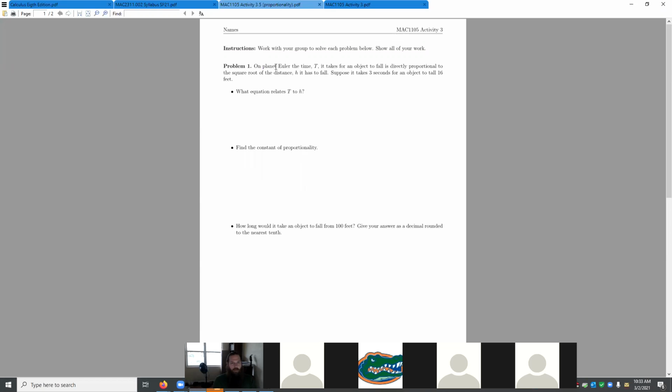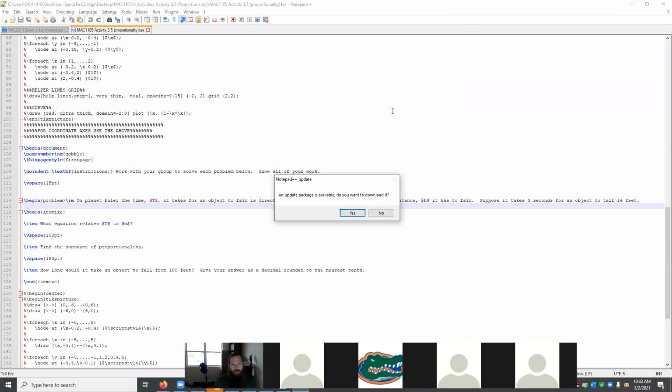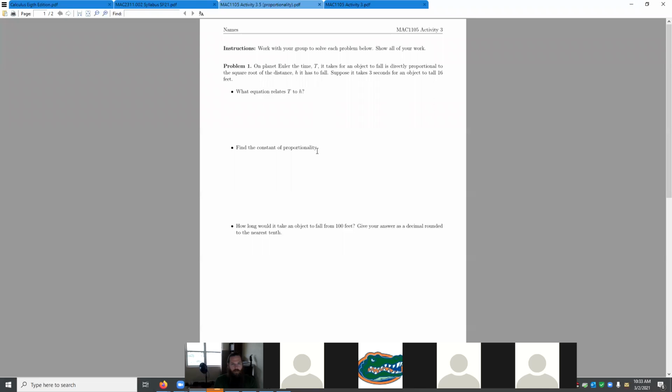It says, on planet Euler, the time t it takes for an object to fall is directly proportional to the square root of the distance h it has to fall. Suppose it takes 3 seconds for the object to fall 16 feet. So what equation relates t to h? Can we find the constant of proportionality and then answer how long would it take to fall from 100 feet? And give your answer as a decimal rounded to the nearest tenth.